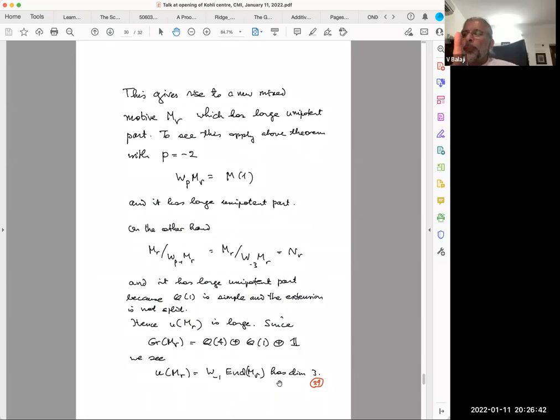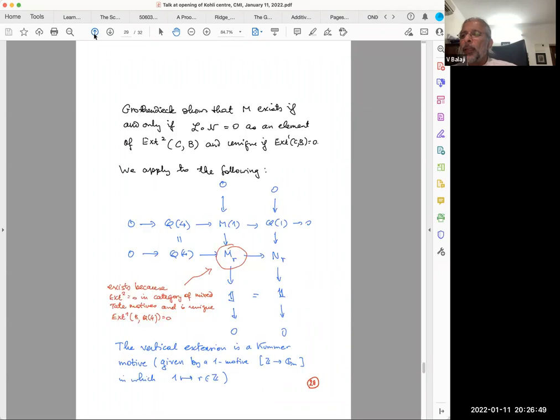Just a question. Under what conditions is an extension always a motive? Is there some sort of criterion like that? Yeah, this is an extension. I mean, these extensions are in the category of mixed Tate motives. Okay.